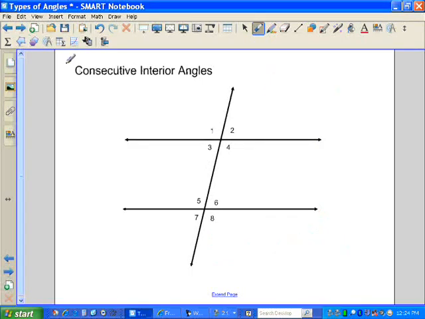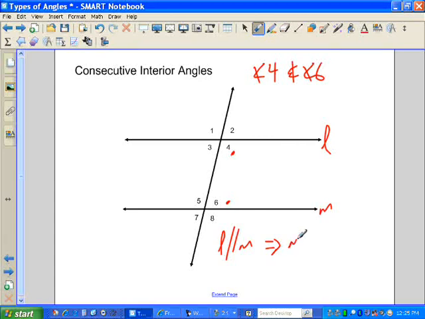Okay? So we've got a bunch of terms. Consecutive interior angles. Interior angles, that's 3, 4, 5, and 6. Consecutive, well, it can't mean they're on the opposite side because we have a word for that. It means they're on the same side. So angle 4 and angle 6 are consecutive interior angles. Condition, if L is parallel to M, then my consecutive interior angles are not congruent, they're supplementary. So the measure of angle 4 plus the measure of angle 6 equals 180 degrees. They're supplementary to each other.